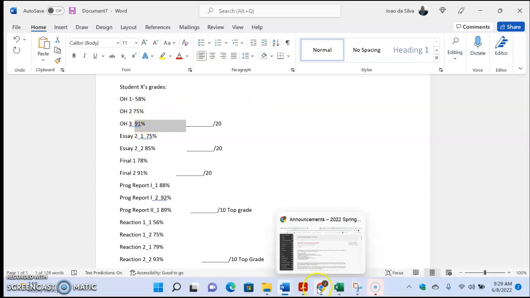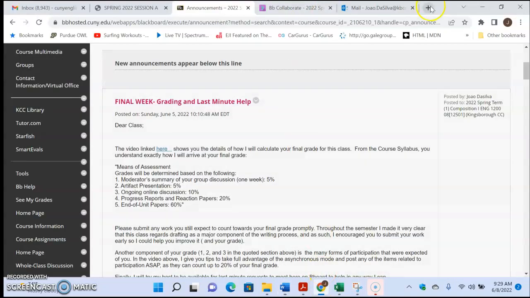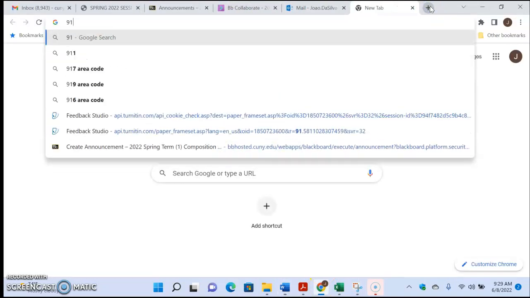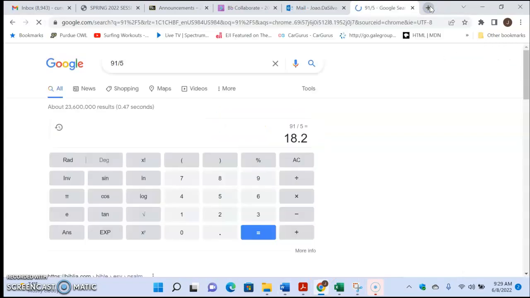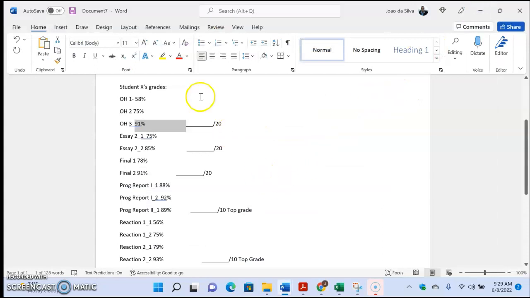I'm going to convert that to 20%, which I'm going to cheat: it's the same as dividing by 5. So 91 divided by 5 makes it an 18.2. So the student got an 18.2 out of 20.